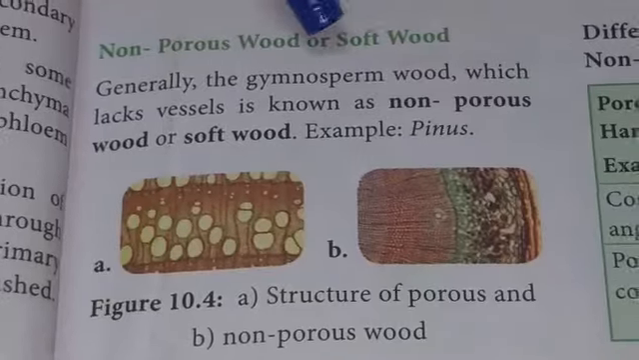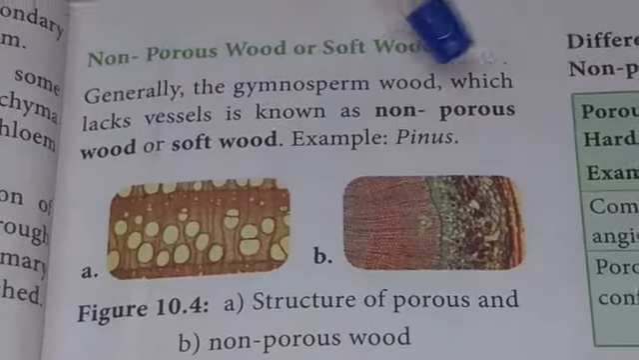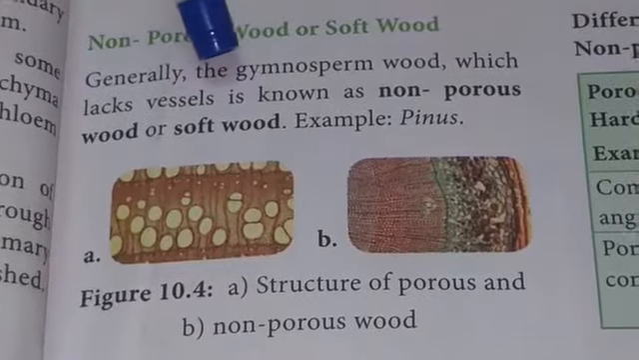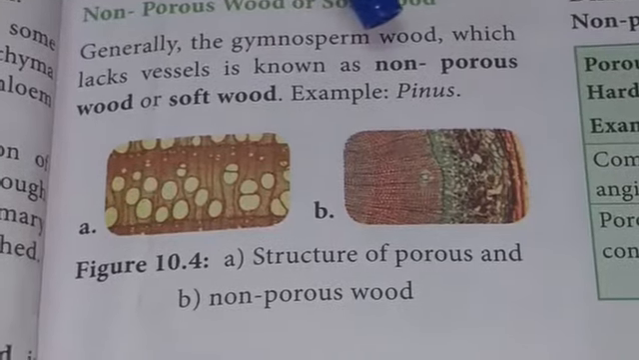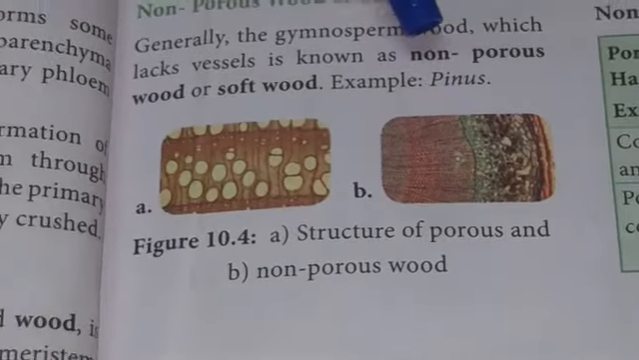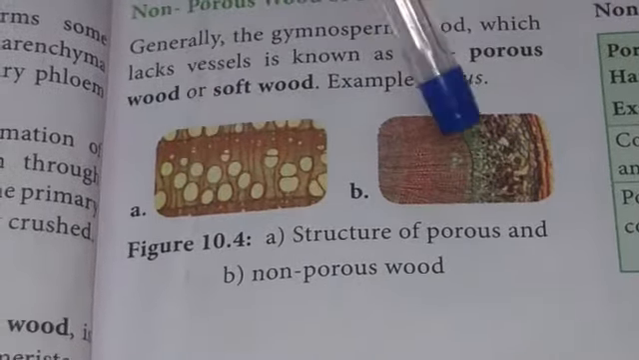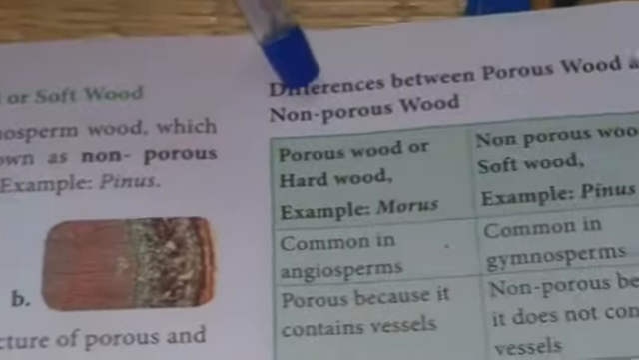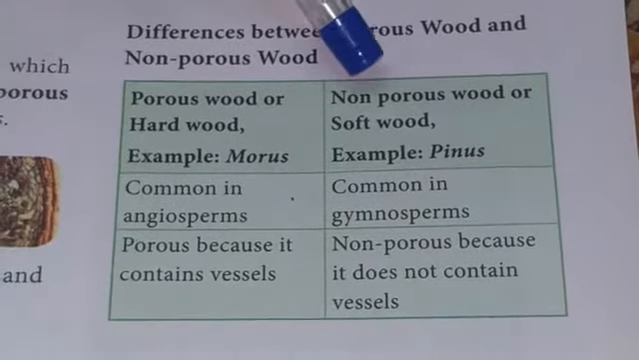Non-porous wood or softwood is generally present in gymnosperms, which lack vessels. Instead of vessels, they have tracheids. So the tracheids are present in the gymnosperms, and they are called non-porous wood or softwood, for example Pinus. So that is porous wood and non-porous wood. Porous wood is hard, and non-porous wood is softwood.